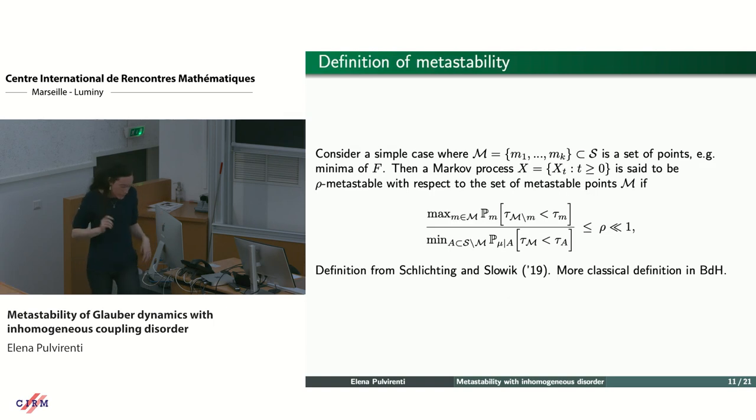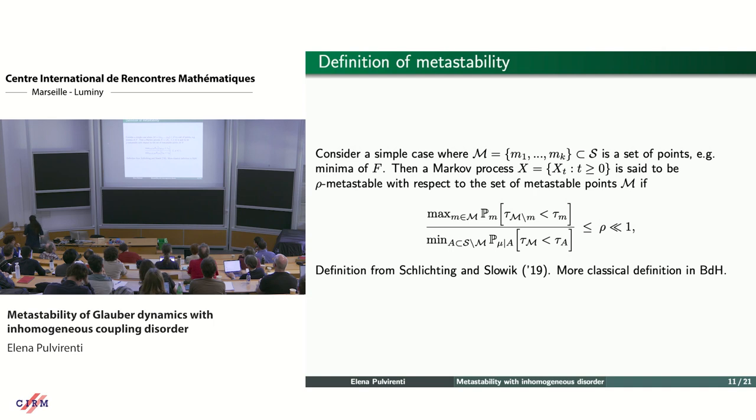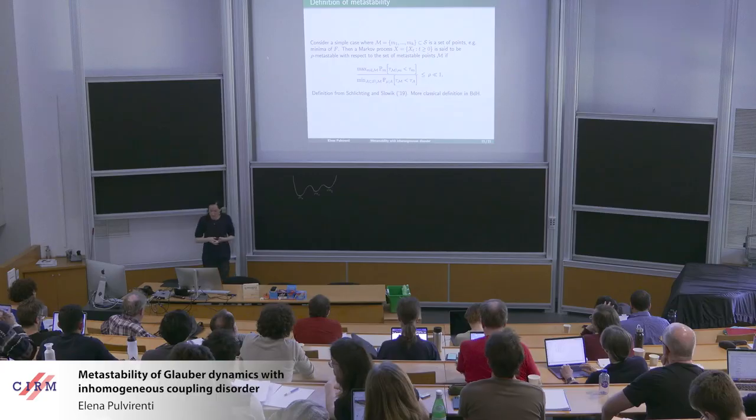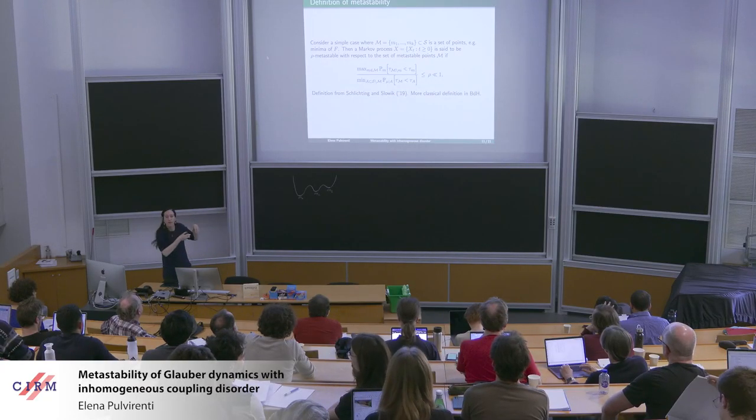Okay, so now another technical slide. I apologize for the technicality, but I need it. So up to here, I've just said a little bit what it means for a system to be metastable, but I didn't give you the exact mathematical definition that we are going to work with, which is this one. So now consider a simple case where you have a set of metastable points, an easy example, M1, M2, M3, which are your minima of the free energy.